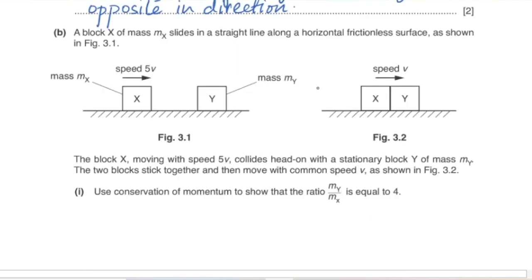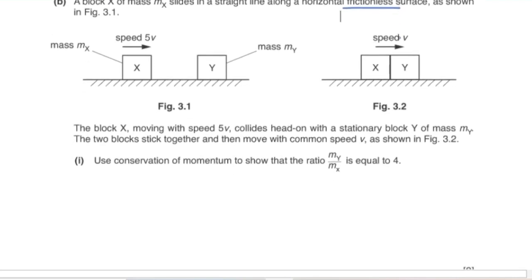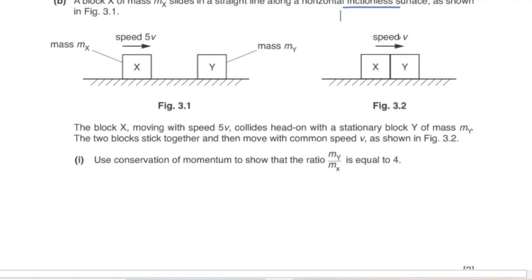Part B, a block X of mass mx slides in a straight line along a horizontal frictionless surface. I must underline frictionless surface as shown in figure 3.1. The block X moving with speed 5v collides head-on with stationary block Y. So Y has an initial speed of 0, of mass my. The two blocks stick together and then move with common speed. So after collision, they're going to move with same speed as shown in figure 3.2.